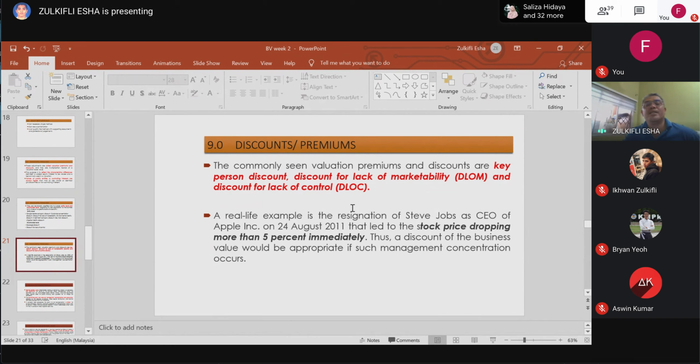So in this example, we shall give a discount lah on the resignation of Steve Jobs, because it will have an impact on the company. So the discount is more to adjust the company's value after Steve Jobs leaves the company. Definitely lah, of course it will have some impact, but how severe is the impact? So the valuator needs to figure out and find out how severe the impact on the company is once he left the company.